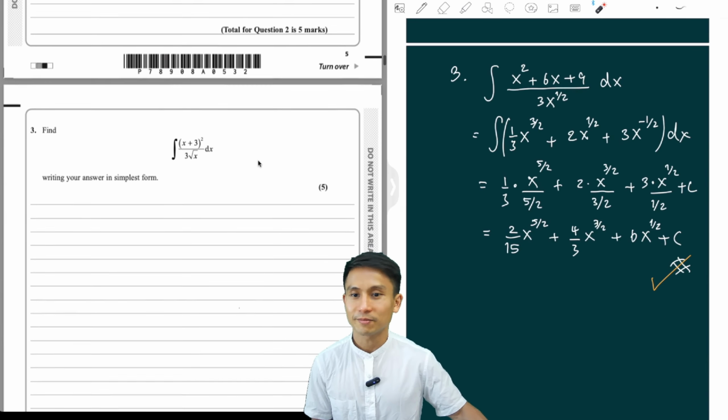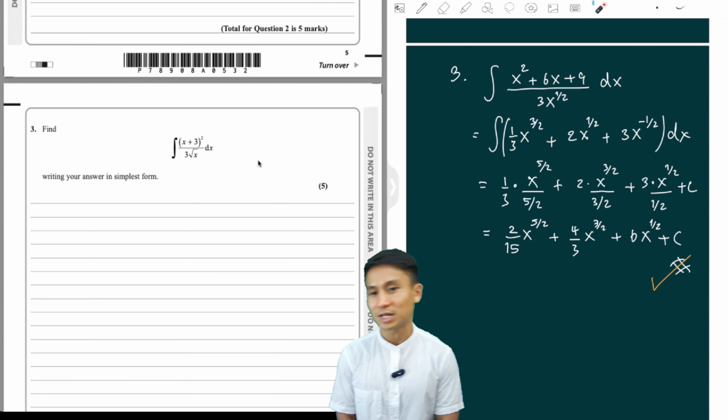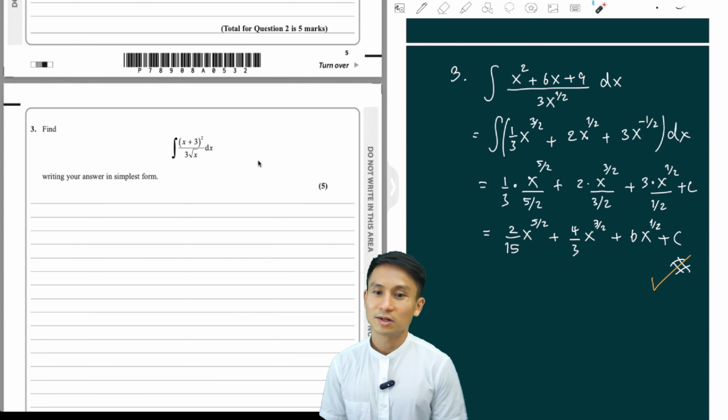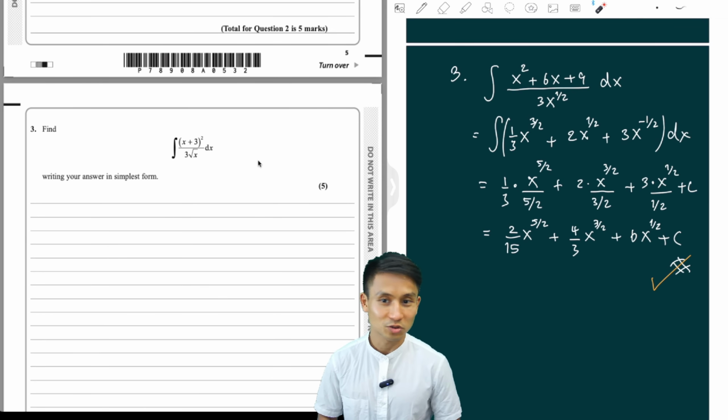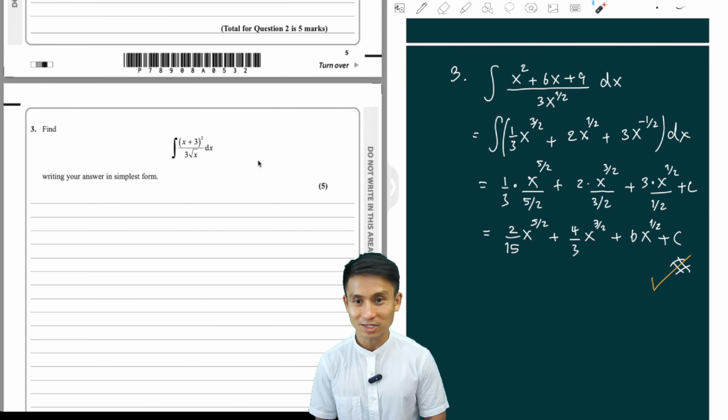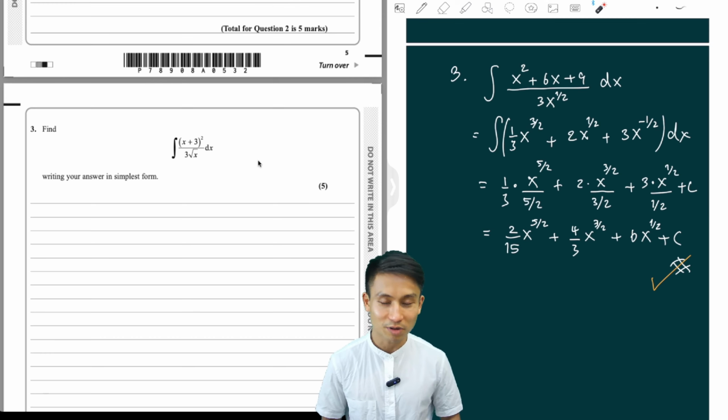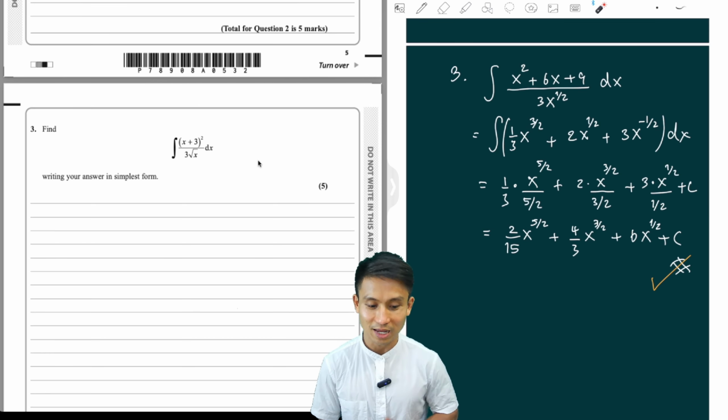Number 3, yeah, split the terms. I mean, because you don't know how to do any integration techniques yet, because this is P1, the simplest way to do this is to expand the top and split the fractions into partial fractions and then integrate separately like I do here.